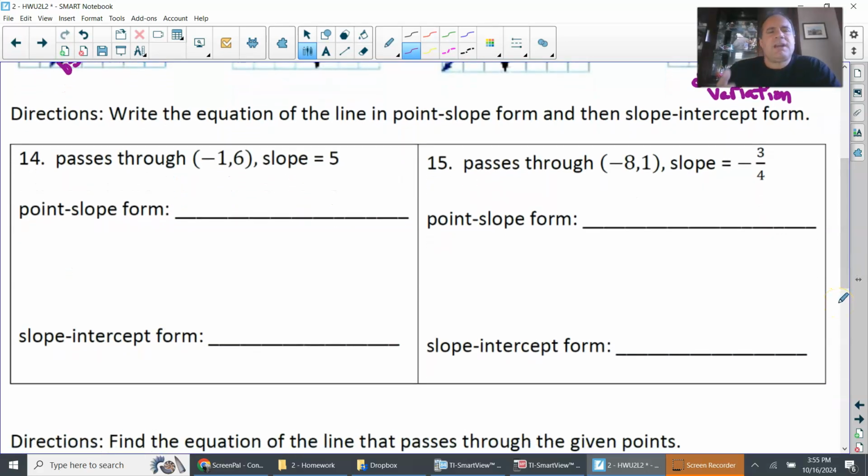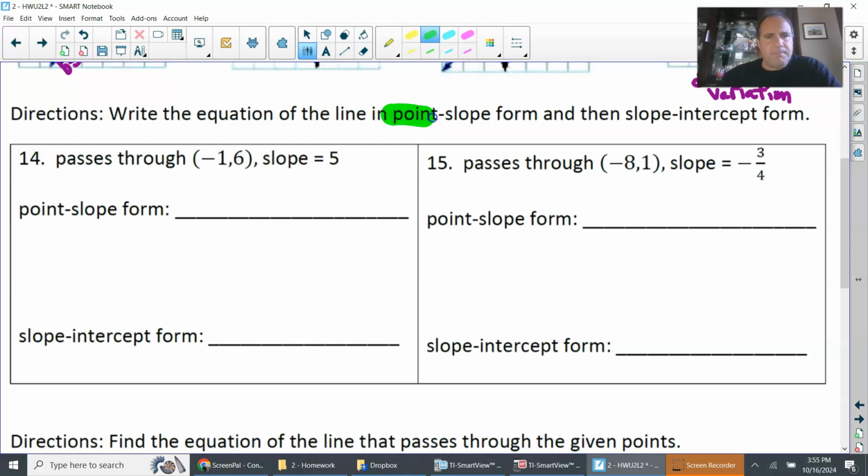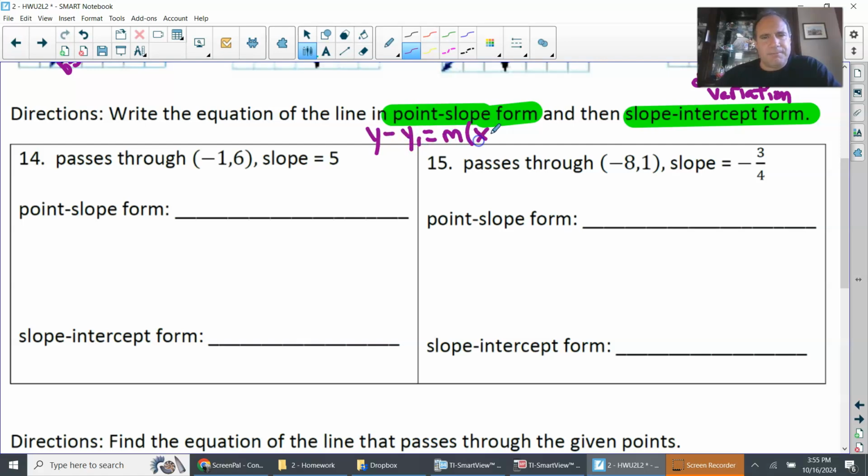Okay, so there's directions here. Write the equation of the line in point-slope form. And I'm going to highlight point-slope form. Point-slope form, and then slope-intercept form. So you have to convert the two. So point-slope form, they give it to you on the regions, is y minus y1 equals m times x minus x1. And then slope-intercept form is y equals mx plus b. And they give you that.